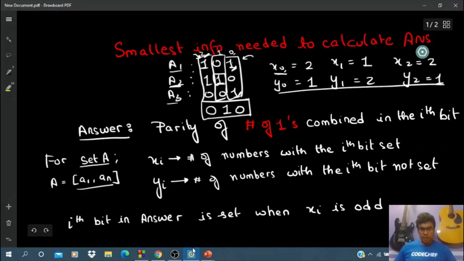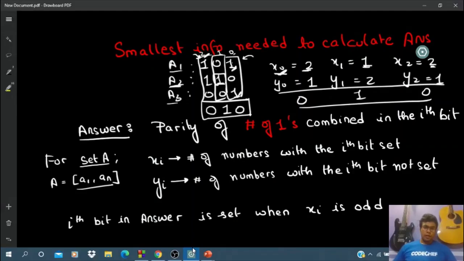We know that a bit will be set in the answer only if the corresponding xi value is odd. In this case, this bit will not be set, so it is 0 because x is even. This is odd, so this will be set. This is odd, this is even, so this will not be set again. So we know the answer is 10010. And so we have basically sieved down to the smallest info that we need in order to calculate the answer.